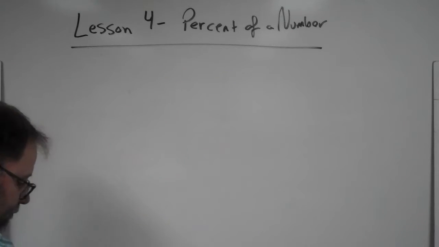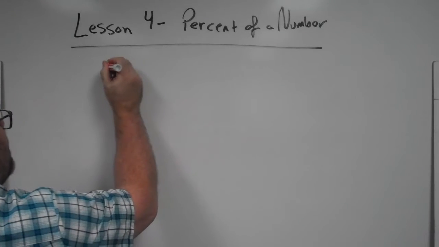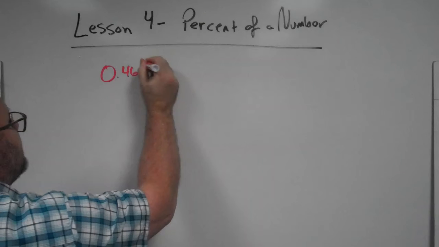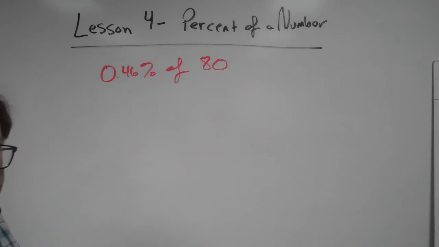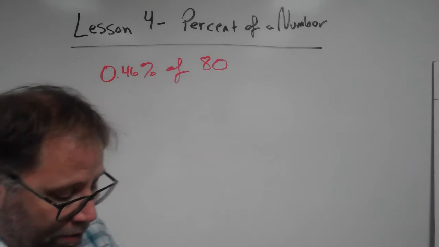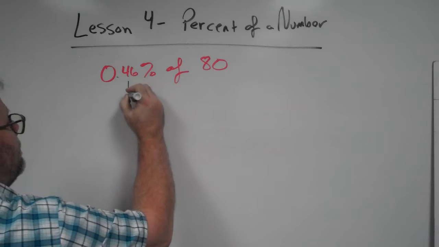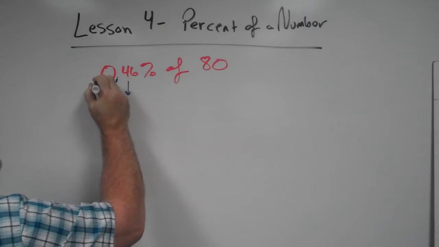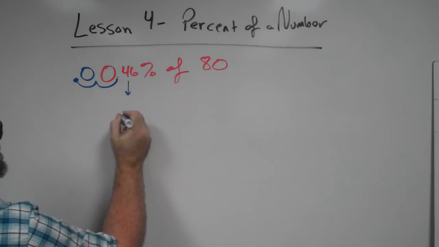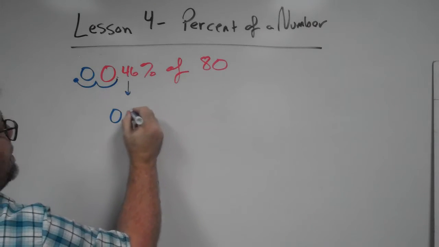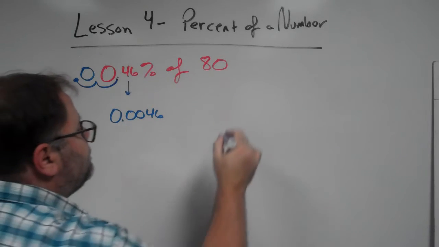I like this one. 0.46% of 80. First step, turn this into a decimal. So I'm going to go 1, 2. Got to put that 0 in. So that's 0.0046. Then I multiply.